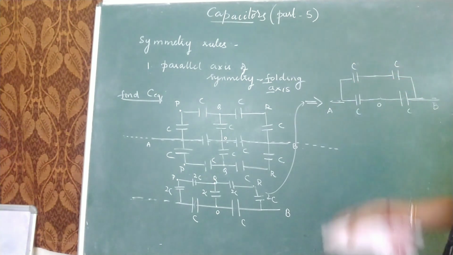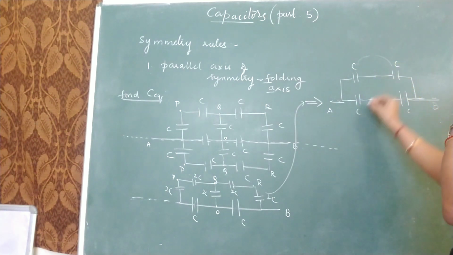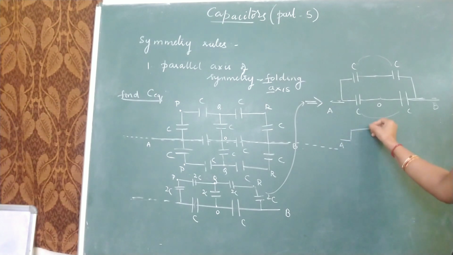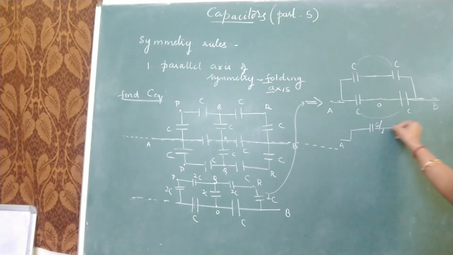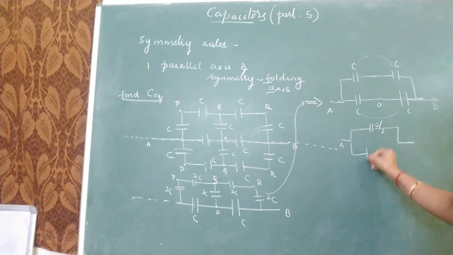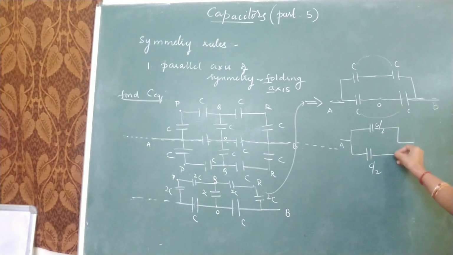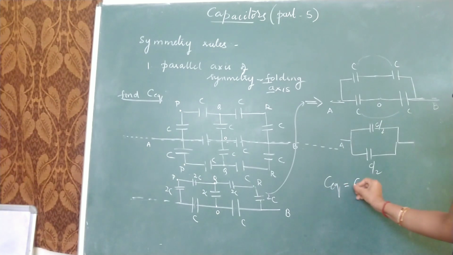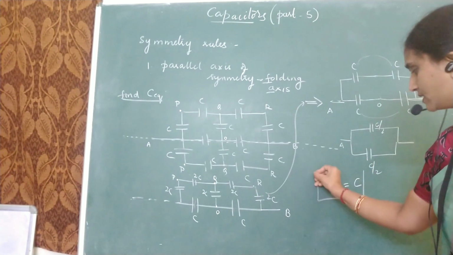And when I remove this, these two are in series and these two are in series. So what will be the equivalent capacitance? C by 2 above, C by 2 below. C by 2 and C by 2 put together, your equivalent capacitance becomes equal to C.